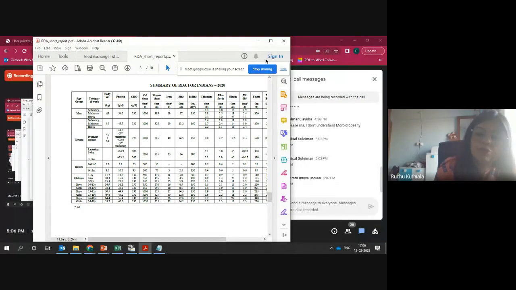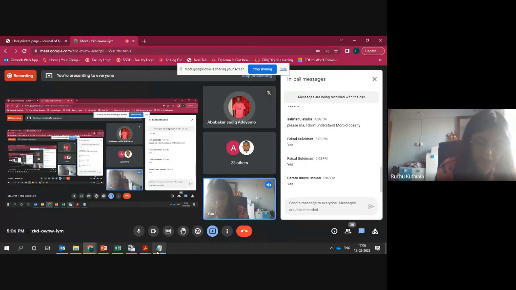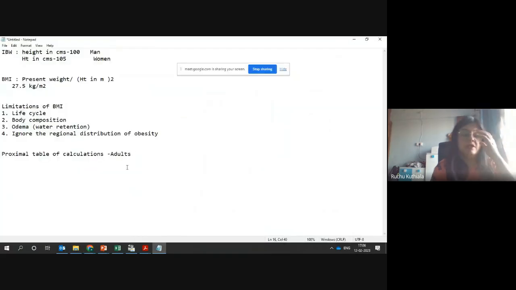Okay. So how to do that calculation? That is what I'm going to show you right away. This is a proximal table of calculations which I'm going to do, which is given by WHO. I really wish that all of you make this table the way I'm doing it. The first heading would be type of activity. The second heading would be obese or overweight. The next heading would be normal. Another would be underweight.